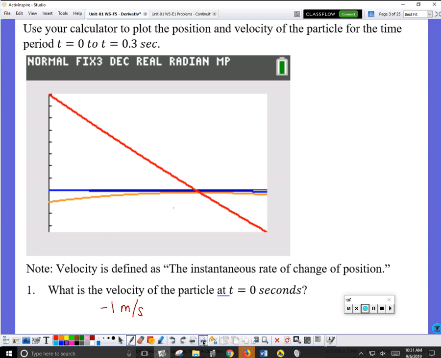Finished talking about it. Velocity is the instantaneous rate of change of position. That must be memorized. Velocity is the instantaneous rate of change of position. They'll say it different ways. They'll say things like it's the instantaneous rate at which the position is changing.